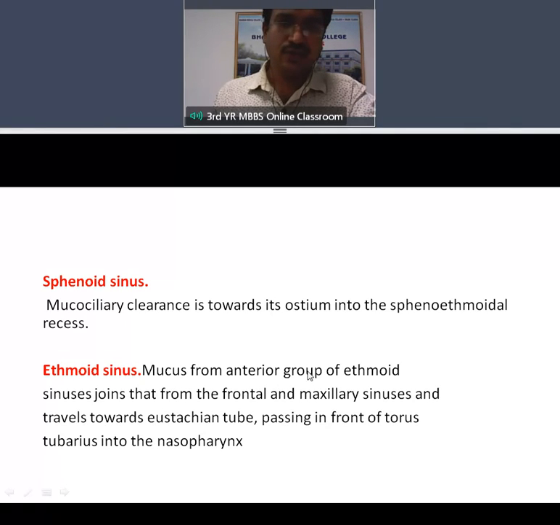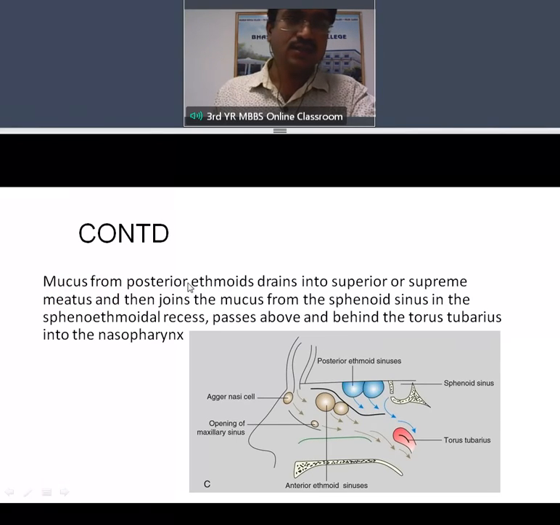Ethmoid sinus: mucus from the anterior group of ethmoid sinuses joins that from the frontal and maxillary sinuses, because all these open into the middle meatus. It then travels towards the eustachian tube, passing in front of the torus tubarius into the nasopharynx. The torus tubarius is nothing but the elevation around the eustachian tube opening. The mucus from the posterior ethmoids drains into the superior or supreme meatus, then joins the mucus from the sphenoid sinus in the sphenoethmoidal recess, passes above and behind the torus tubarius, then into the nasopharynx.